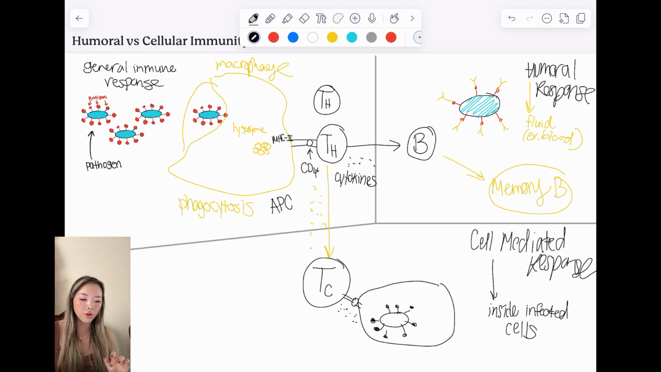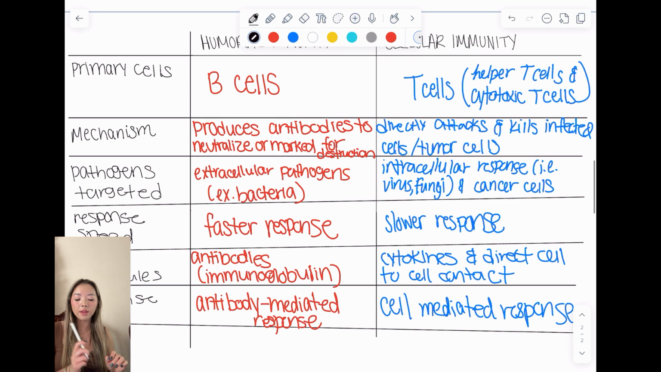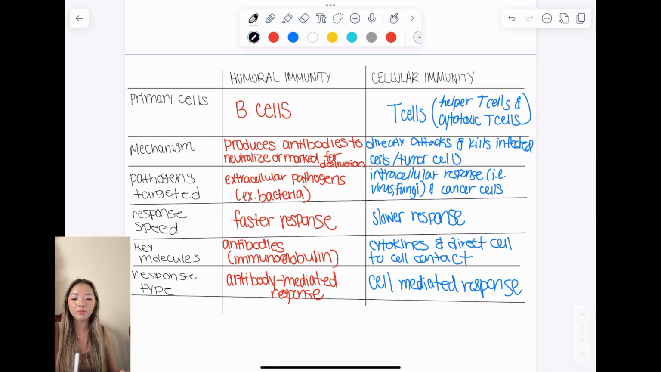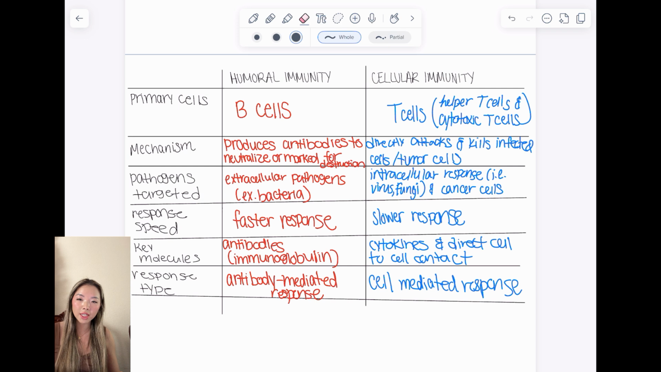Okay, so let's review. Here's a chart on humoral and cellular immunity. So I have the differences between each. Humoral response occurs primarily in B cells, and then cellular immunity occurs with T cells, whether it be helper T cells or cytotoxic T cells. And humoral immunity uses antibodies to either neutralize or mark them for destruction, while cellular immunity directly attacks and kills the cancerous or tumor cells.